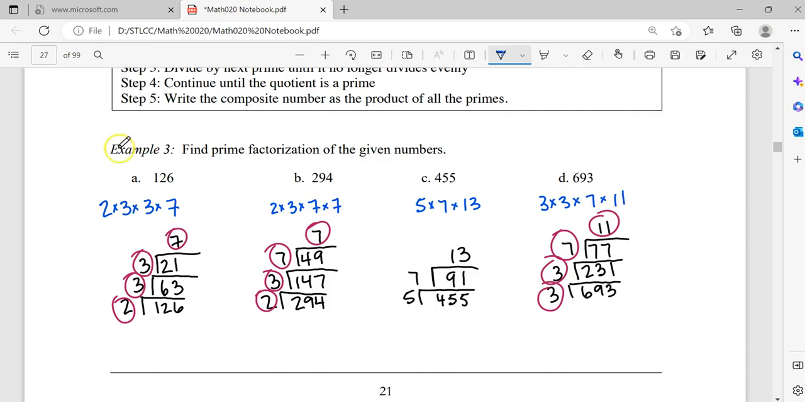So this is how the ladder method works. The tree method, you have a video of it in the homework, so watch the tree method, and then use whichever method you are most comfortable with.